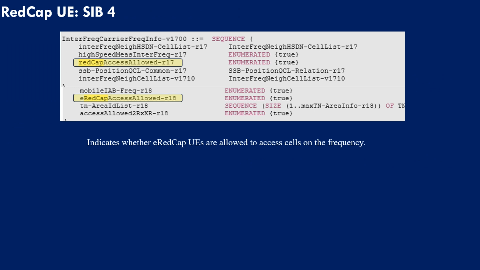Coming to SIB4, this contains information about the NR frequencies and inter-frequency neighboring cells relevant for cell reselection. The information element includes cell reselection parameters common for a frequency as well as cell specific reselection parameters. This message is used to transfer radio paging information. The parameter RedCap access allowed Release 17 or eRedCap access allowed Release 18 indicates whether eRedCap UEs are allowed to access cells on this frequency.